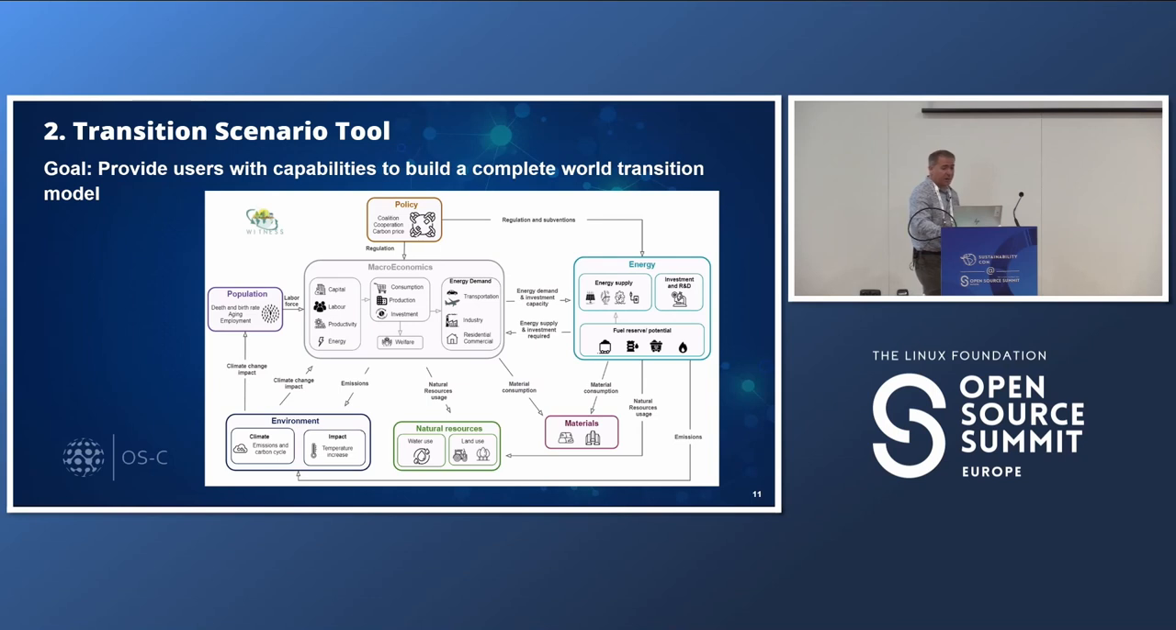Okay, complicated slide here, but we're not going to go into it in too much detail. The second project that OS Climate's working on is a project that's led by Capgemini, and this is the transition scenario tool. It's the one I introduced at the beginning. So I've already introduced you to the concept of different greenhouse gas pathways, different speeds and paces at which the world is going to decarbonize. And we still don't know the optimal pathway that the world is going to follow.